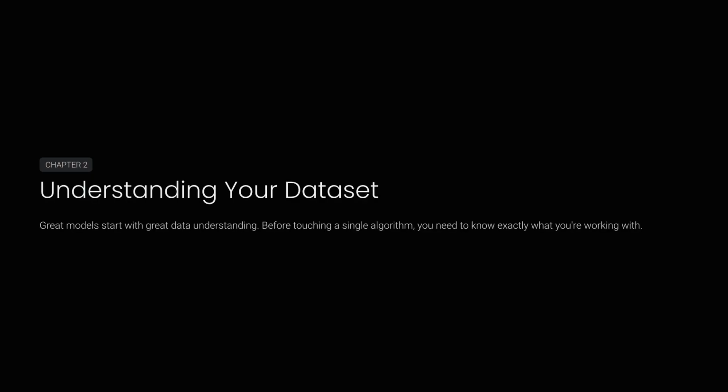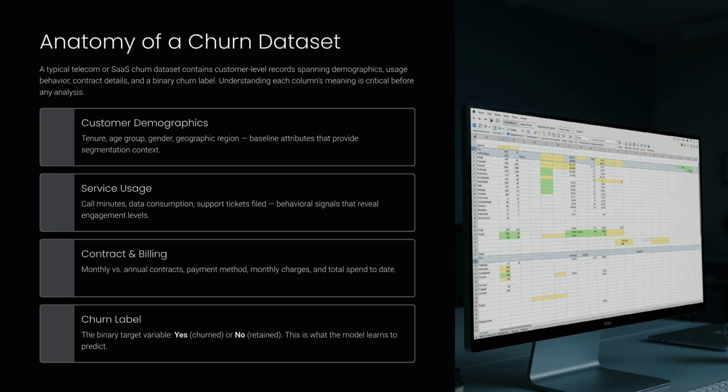In Chapter 2, we focus on understanding your dataset. Solid data understanding is the foundation for any successful model. A typical churn dataset includes customer demographics, service usage, contract details, and a binary target label that indicates whether a customer has churned or been retained.